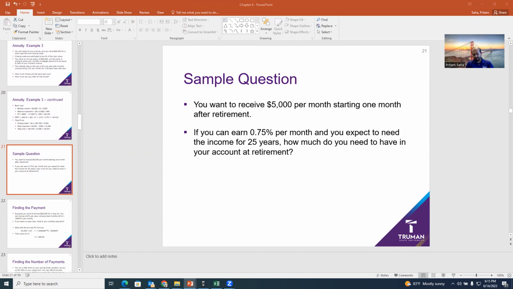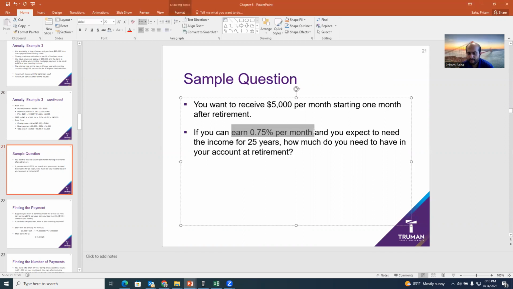Now let's talk about this problem. You want to receive $5,000 per month starting 1 month after retirement, okay? So let's say we retire at the end of December 2023, that means at the end of January 2024, I want to receive $5,000 each month. When we retire, that's going to be our year 0. After that, at 1 month, I'll start receiving $5,000 as my payment.